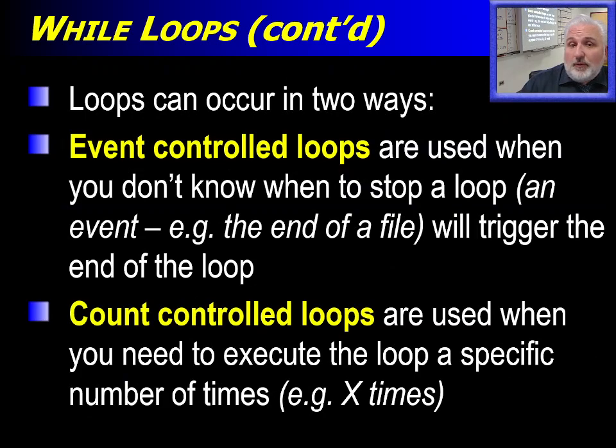It can occur in two different ways. There are the event control loops and the count control loops. Event loops are created when you don't know how many times you want a loop to go. It's controlled by a certain event occurring, not a specific count. A count control loop is based on a count value, some type of numerical value that will execute a specific number of times.